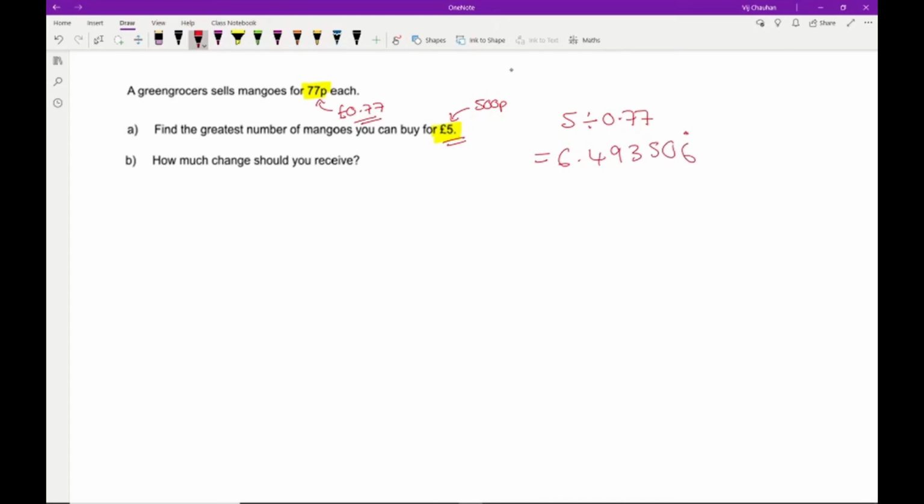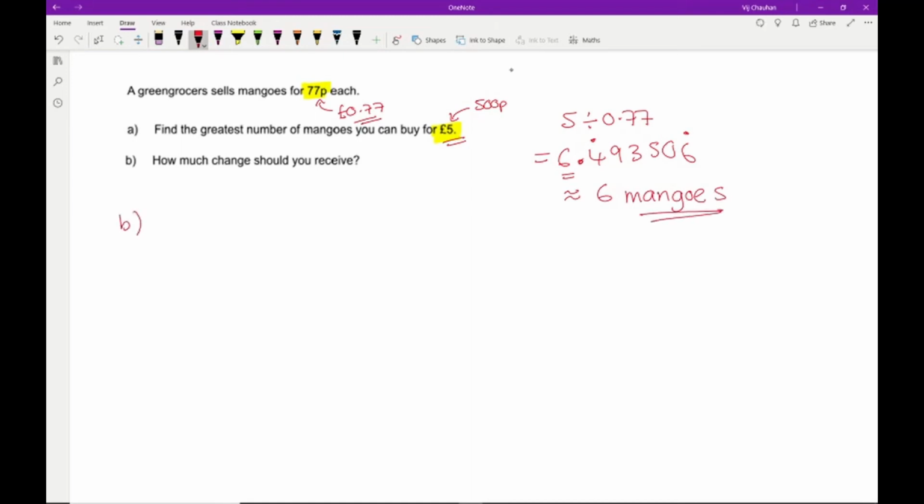Now if your calculator can deal with recurring decimals, then this is the answer that we get. Obviously you can't buy 0.493506 of a mango, so for the final answer we need to round down. We're not going to round up because we can only buy what we've got in terms of money. So the answer to this question is going to be 6 mangoes. And there is our final answer.